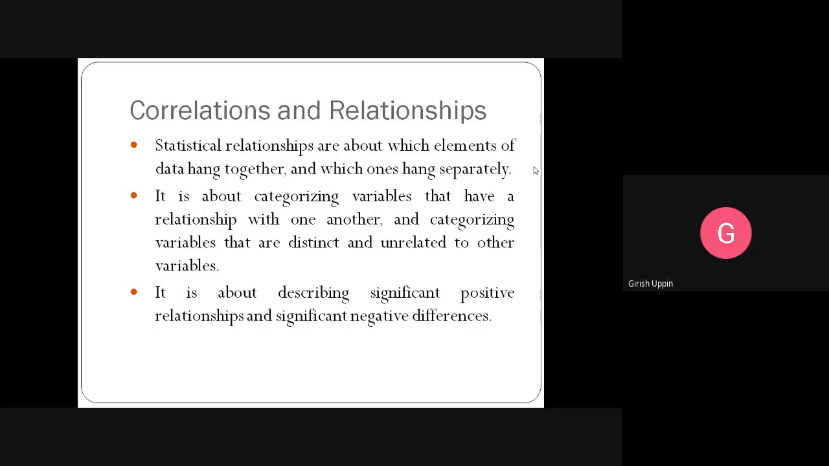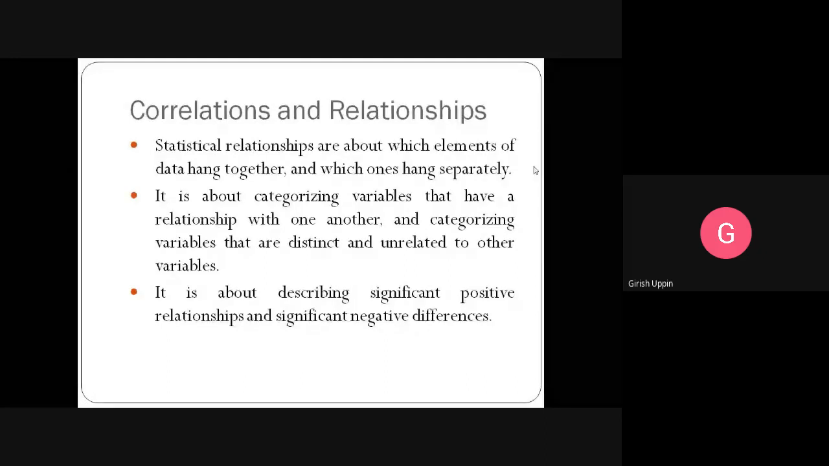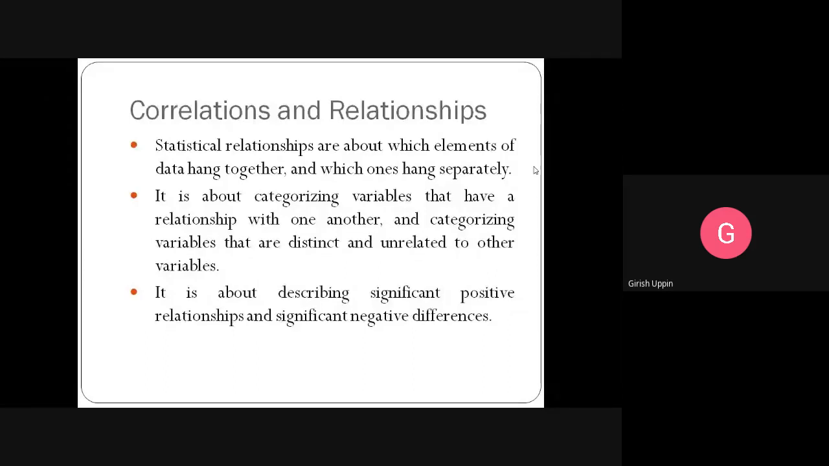There are certain other things which are not related. Suppose I have age and salary. They may not be related as much as the relation between skill and salary, right?